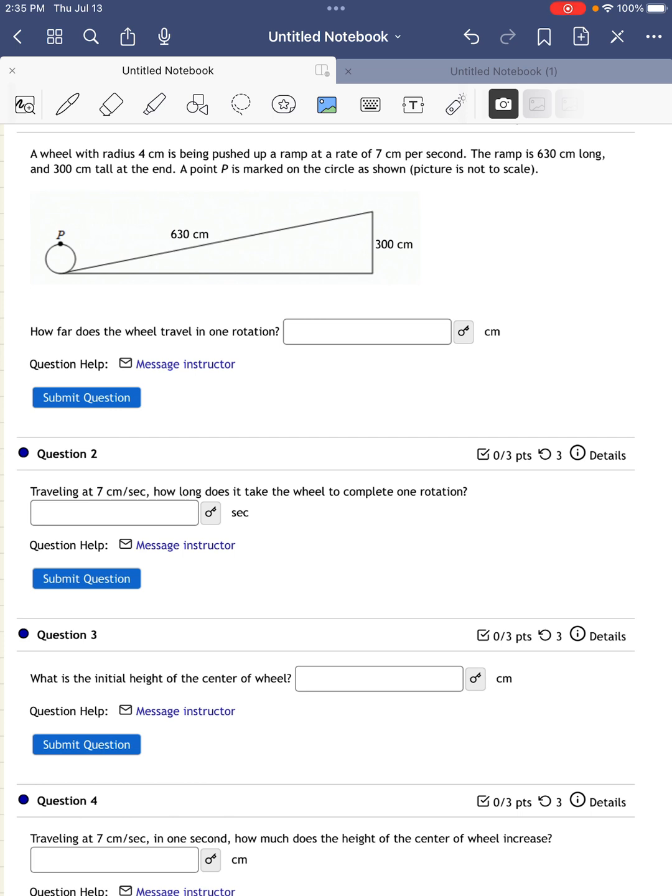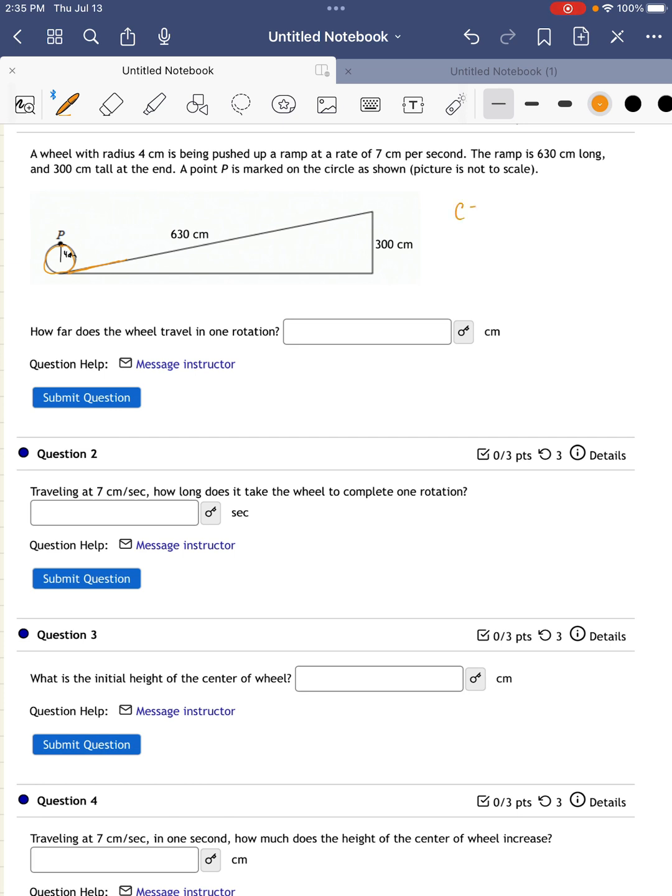Okay, so this is the first question. How far does the wheel travel in one rotation? The wheel has a radius of 4 centimeters, and when they say one rotation, they mean how far up it will go in one rotation. Well, it'll go however long it is around the circle. So how long is it around the edge of that outer circle? It is the circumference of the circle.